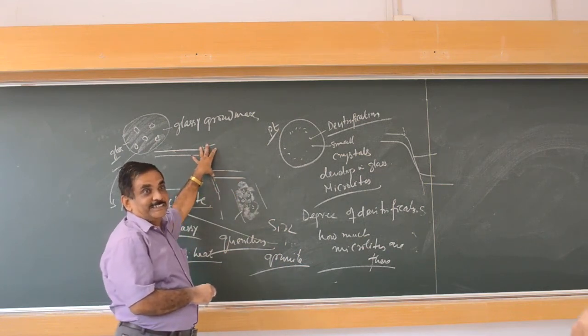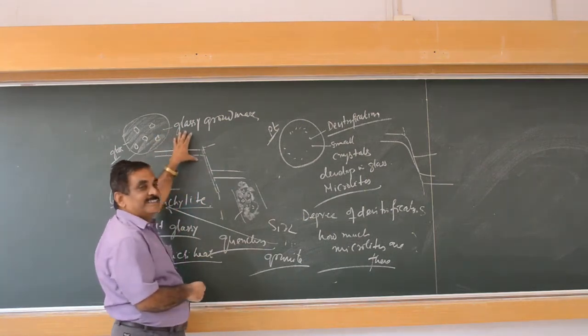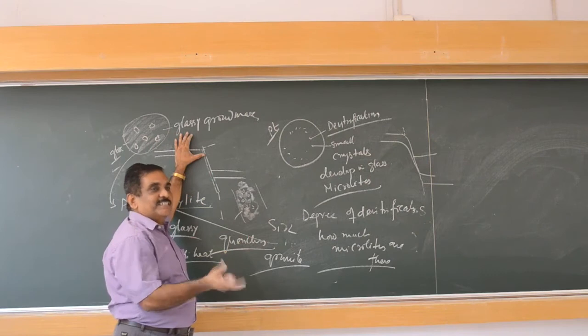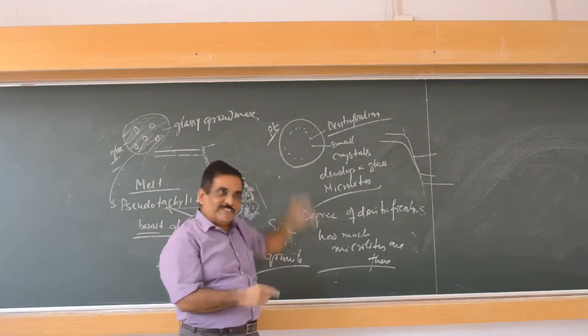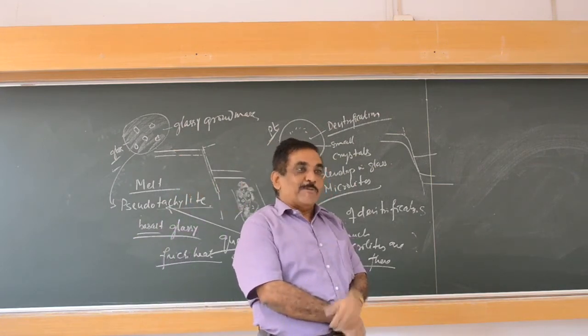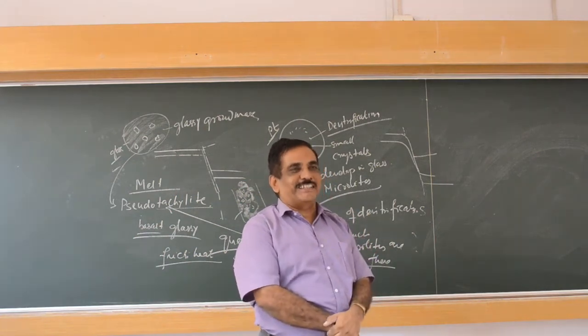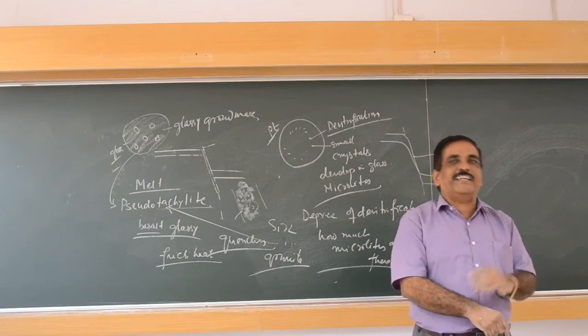The brittle shear zone will occur within 10 kilometers. That is the upper crust. Say it is granite. Then why pseudotachylites? Tachylite is only from basalt. That will be pseudo, appearing like a tachylite. Pseudo means false. It is a false tachylite, appearing like a tachylite.